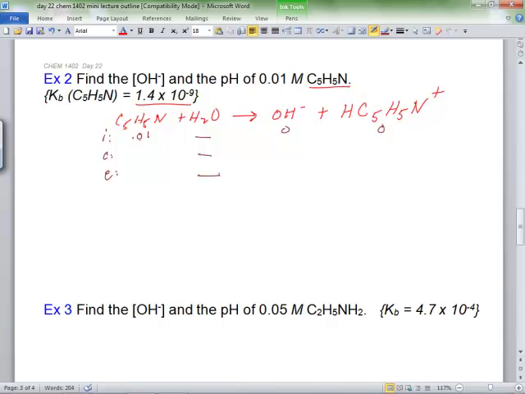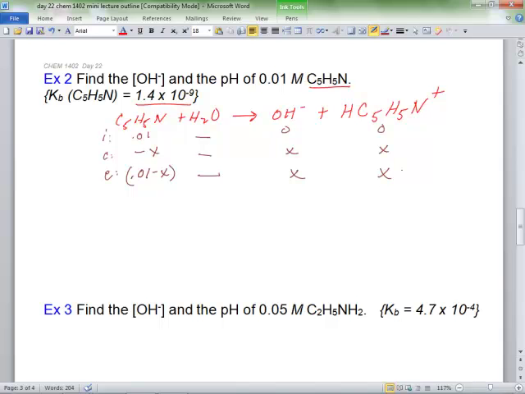Negative X. Yeah. And then 0.01 minus X. X. Okay. There's the number always in front. And then we can do our shortcut here, right? Yeah, Brad's looking ahead. We're going to be able to do a shortcut because we have 10 to the negative 9. And we want concentration of hydroxide. So in our ice table, that answer is just going to be what?